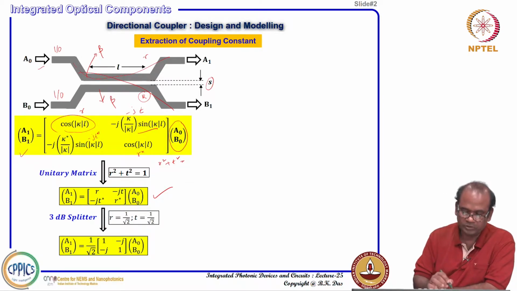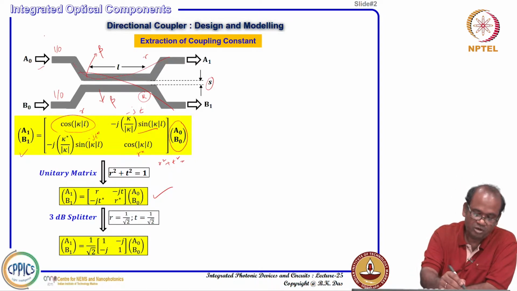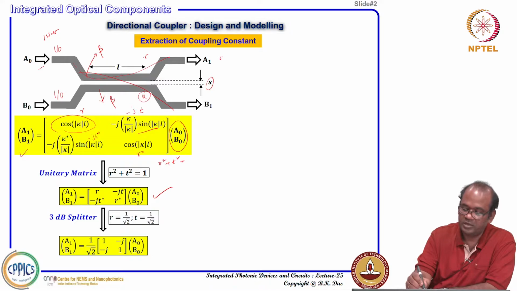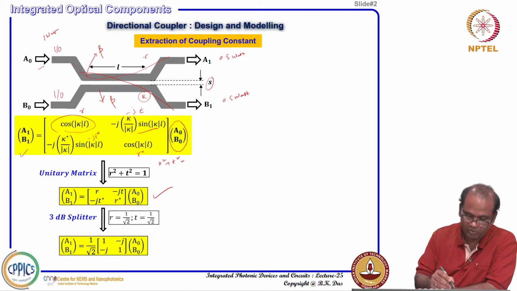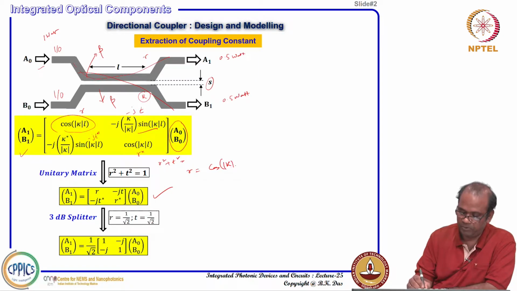Now, if we want to design this directional coupler as a 3 dB coupler, that means if you launch 1 watt here, then you get 0.5 watt here and 0.5 watt here, it is called a 3 dB power splitter. 50-50 splitting is a 3 dB power splitter. In that case we have to design kappa and L such that R, the so-called cosine kappa L, gives you 1 by root 2. Then what happens?